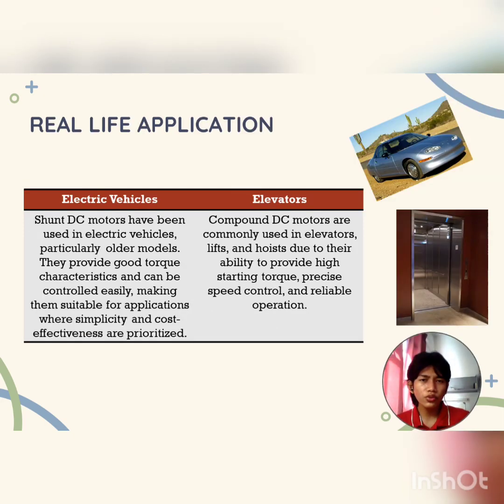So how do we use these motors in real life? Shunt DC motors have been used in electric vehicles because they provide good torque characteristics and can be controlled easily. This is the reason why EVs have good acceleration. Whereas compound DC motors are commonly used in elevators, lifts, and hoists due to their ability to provide high starting torque, precise speed control, and reliable operation.